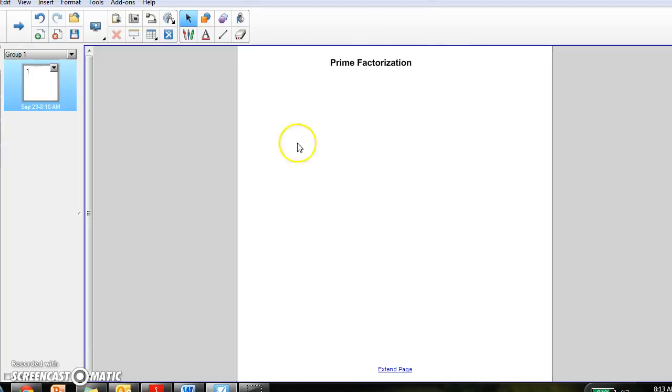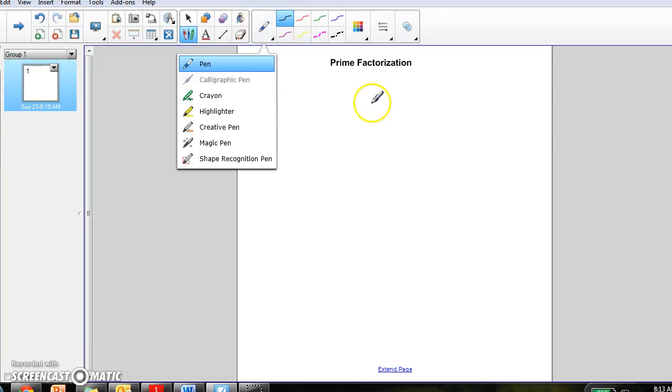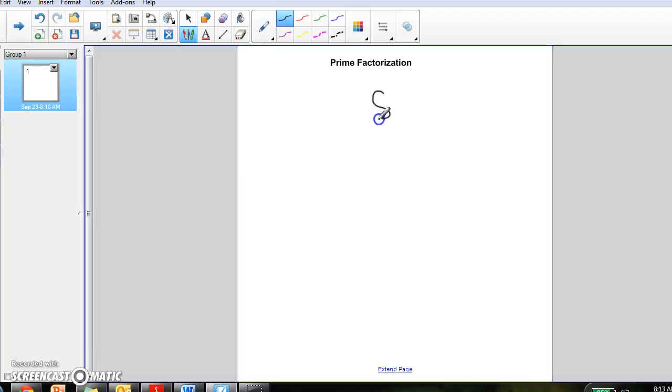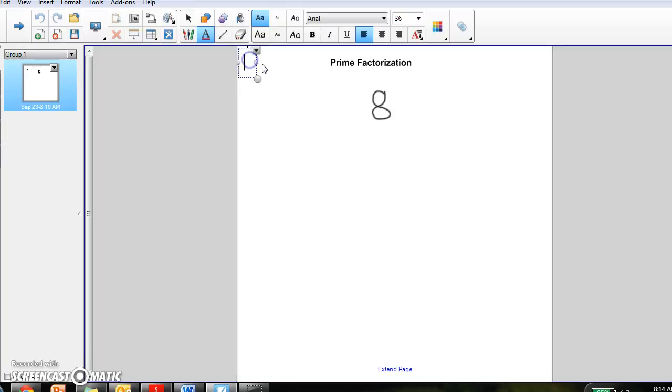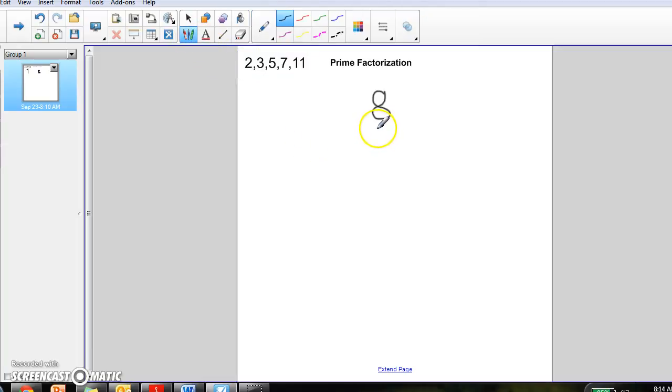I'm going to make this a little bit smaller. So when I have a number, let's say 8. Okay, so 8's a good number. 8 is not a prime. Once again, I'm going to type out the prime numbers right over here: 2, 3, 5, 7, and I want 11 in there too. All right, so we have 8. I need to find numbers that when all of them multiply together will equal 8.